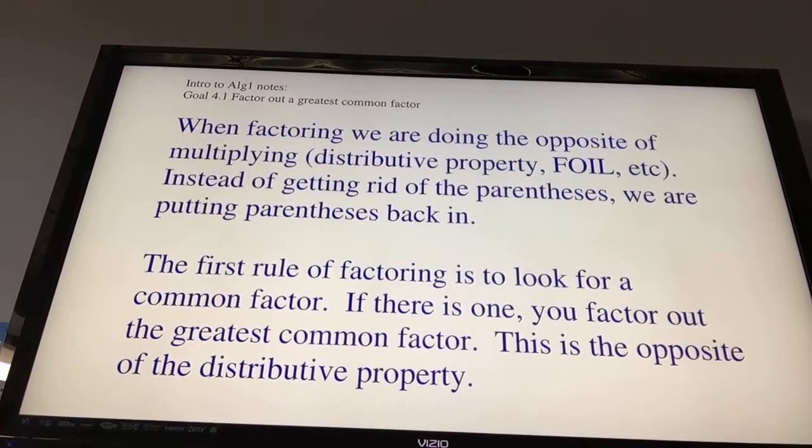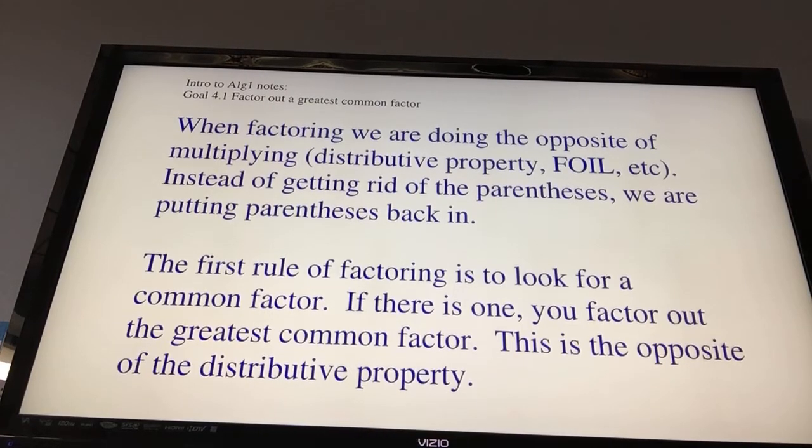Okay, in lesson 4.1, we're doing something called factoring out a common factor. Factoring is doing the opposite of multiplying. The opposite of distributive property, the opposite of FOIL. So the opposite of the things that we did on the unit test we just took, instead of getting rid of the parentheses, we're putting them back in. So you had to do the multiplication before you could do the factoring.